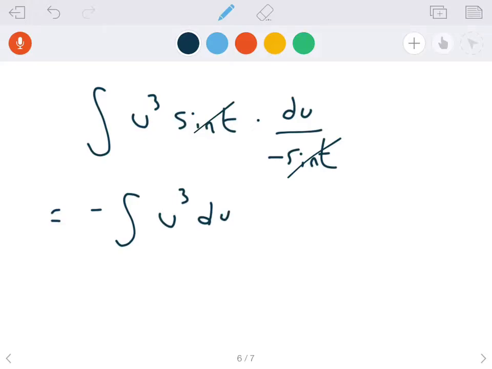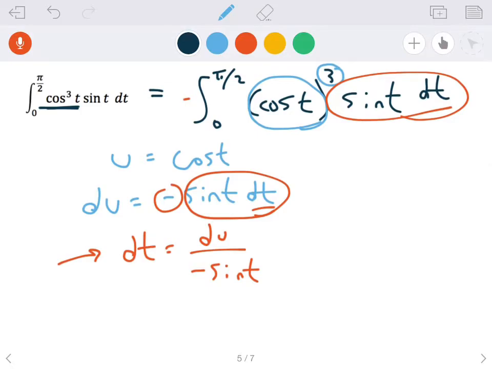You can integrate, put things back in terms of t, and then use your limits from 0 to pi over 2. That's more work than you have to do. Here's what's really nice. I can change my limits of integration by plugging them into my definition of u. So for example, I'm going to take 0 and plug it in for u.